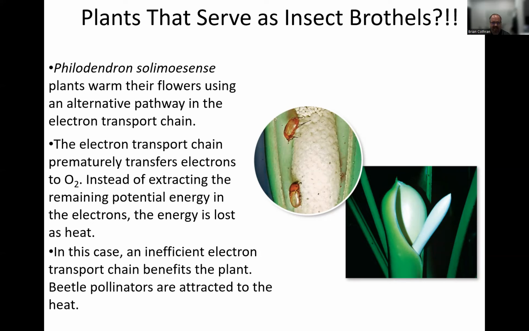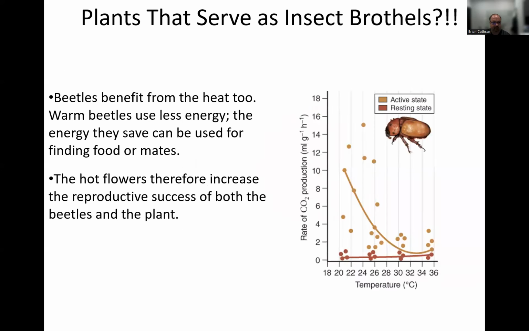Now, heat energy is not recaptured, but they do this on purpose. They don't want to be efficient. They want these beetle pollinators to come in and be attracted there. And it's a symbiotic relationship. The plant benefits from having the beetle pollinators there to pollinate the flowers. The beetles actually benefit because they use less energy in having to find food and mates. So it's just like a little mating area for these beetles. And of course, the flowers are successfully propagated by the beetles, a little bit of the birds and bees, if you will.